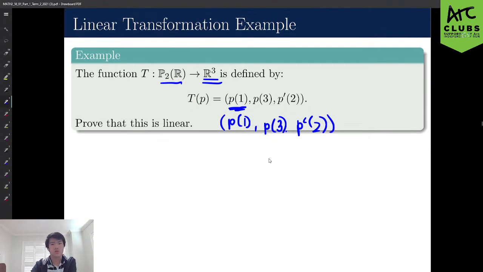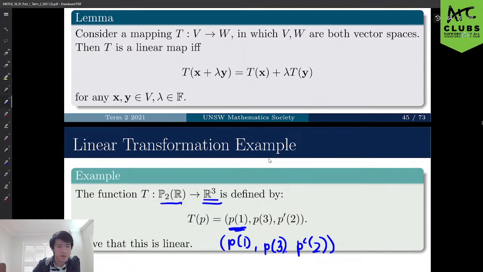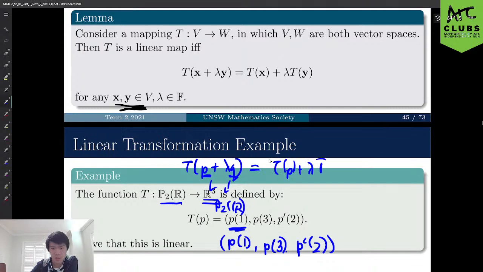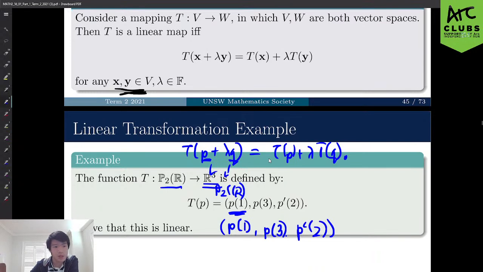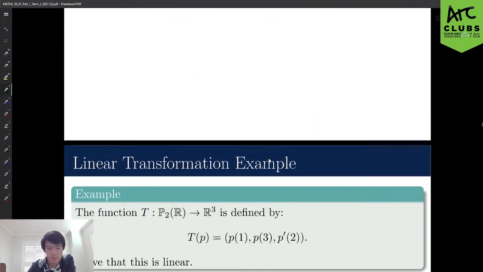Well, what we'll do is we'll prove this thing again. So T of, in this case we might not use x and y, because we just have to take two elements from the vector space. In this case we have to show that T of p plus lambda q, where both of these are just polynomials in P2(R), is equal to T of p plus lambda T of q. So the natural first step is just to evaluate this thing and see if we can reduce this to this thing over here. So let's try that.